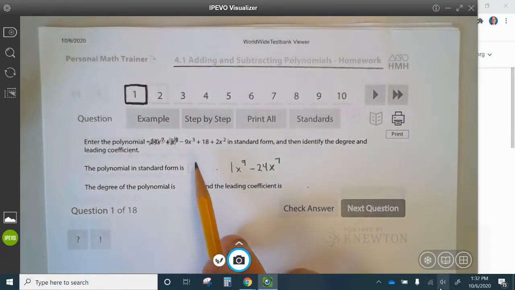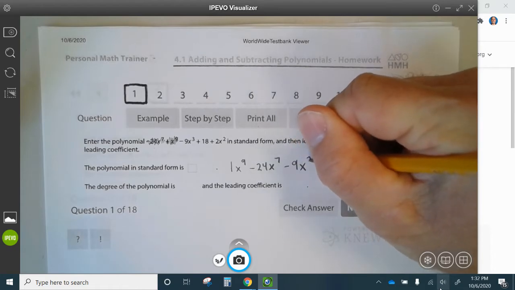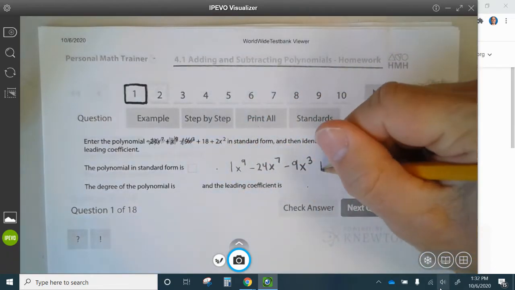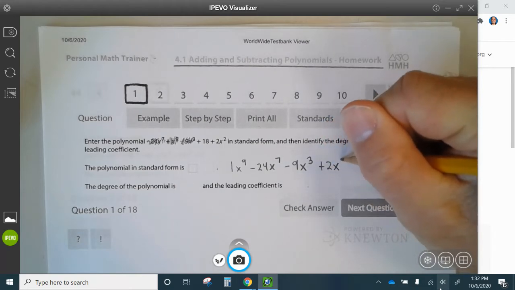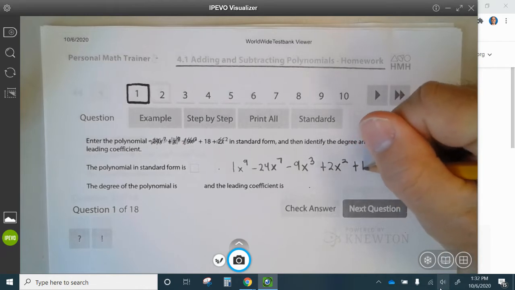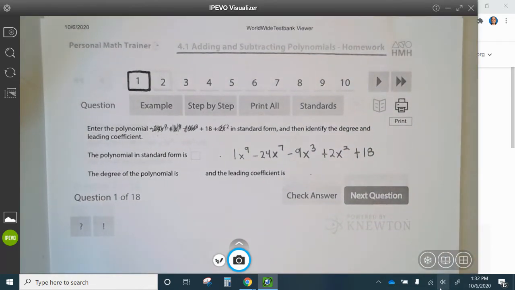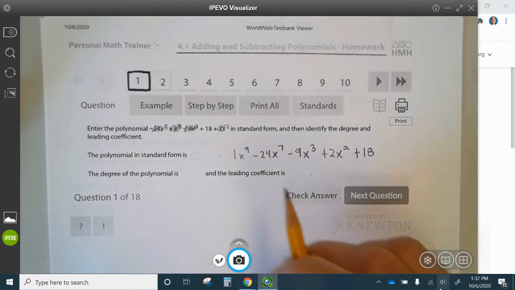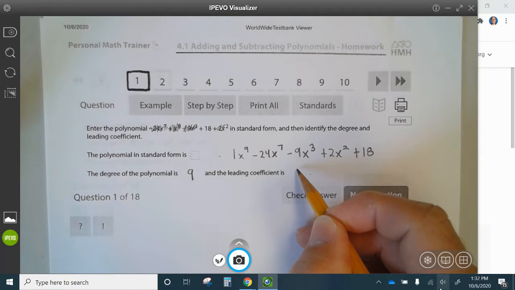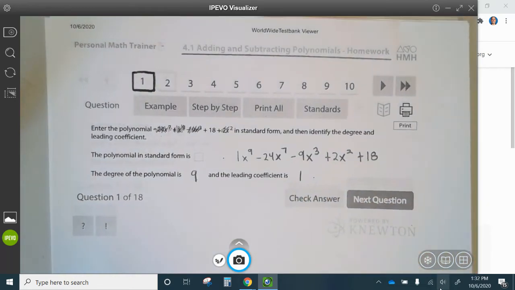All right, and then the next one is cubed, so minus 9x cubed, and plus 2x squared, plus 18. Okay, so now that's in standard form. The degree of the polynomial is 9, and the leading coefficient is 1. Okay, go ahead and finish up question number 1.